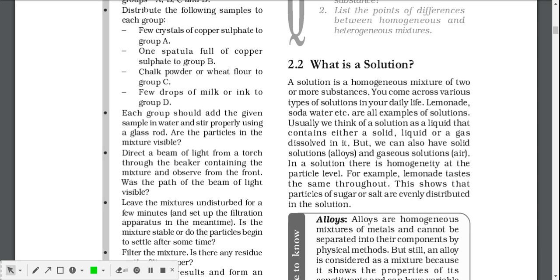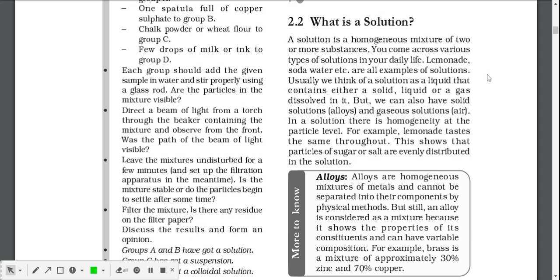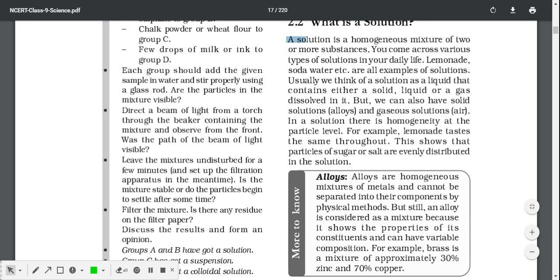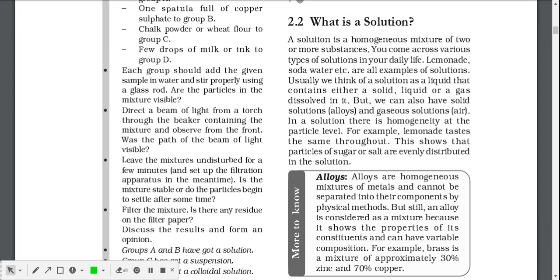So today we are going to learn a few topics from our NCERT books, as these topics are given in a better form in our textbooks of class 9th. This is chapter number 2. So what is a solution? A solution is basically a homogeneous mixture of two or more substances. That means it has a uniform composition throughout. That is known as a homogeneous mixture.